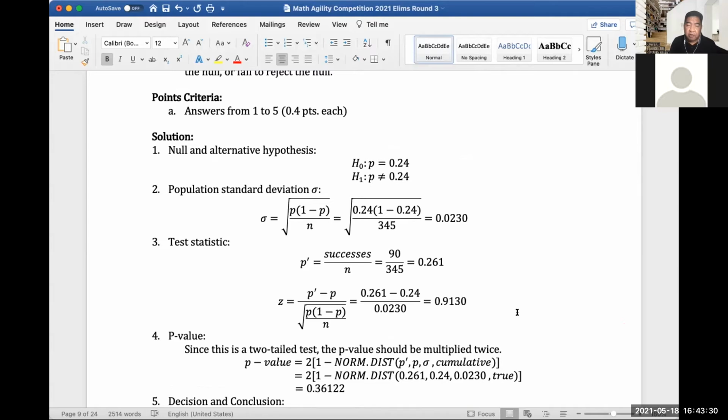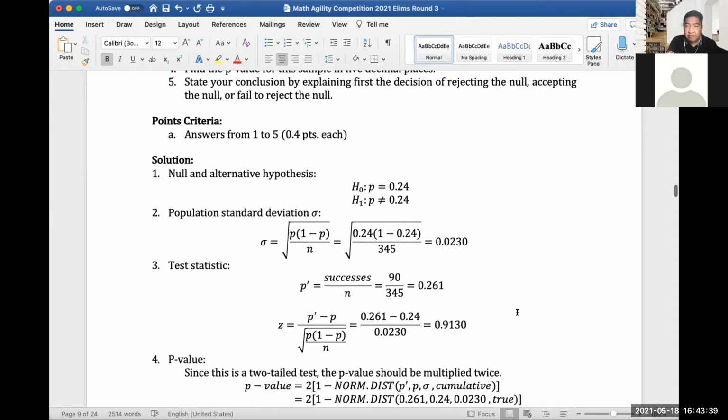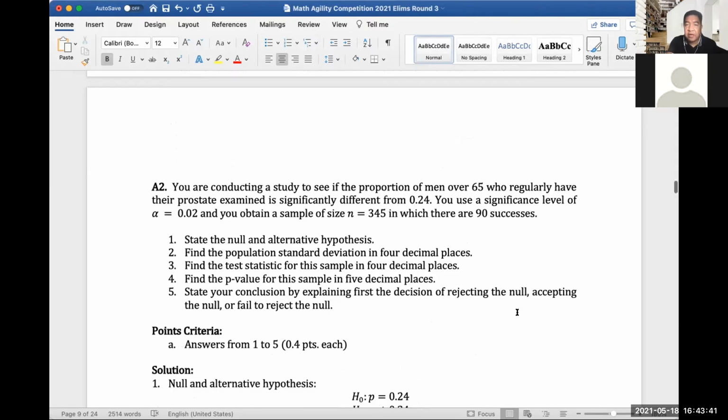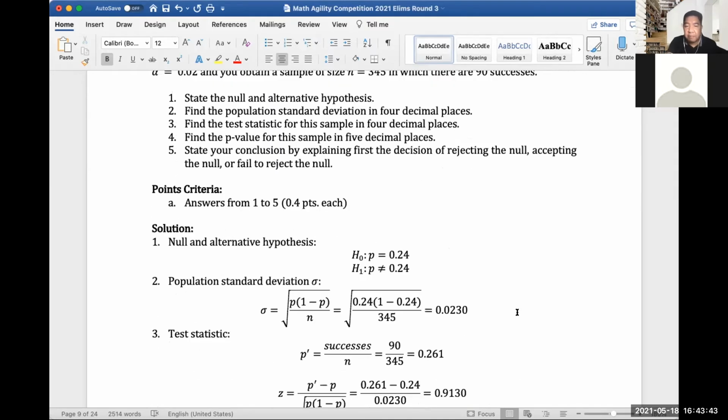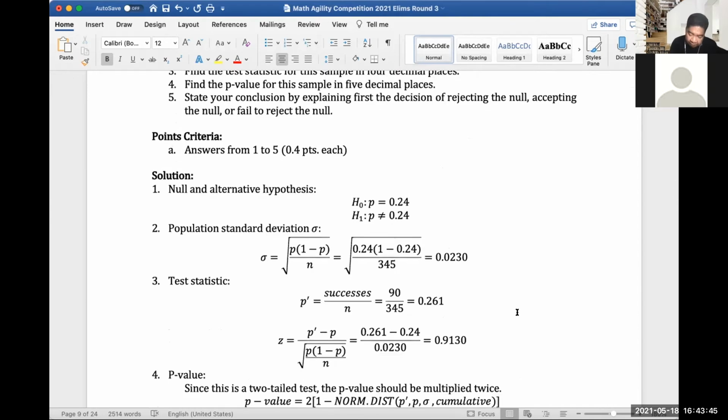So that's different from the population proportion, which is P equals 0.24. It is mentioned in the problem that we have 90 successes out of 345 from a sample. So that's our sample proportion here. 90 over 345, you'll get 0.261.